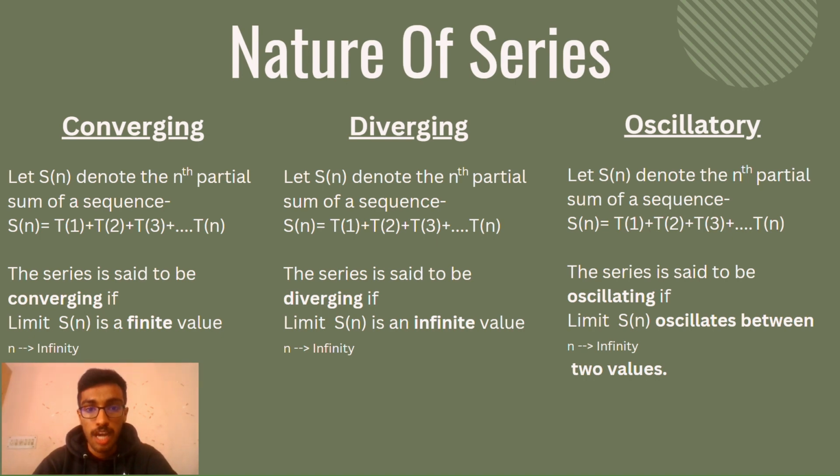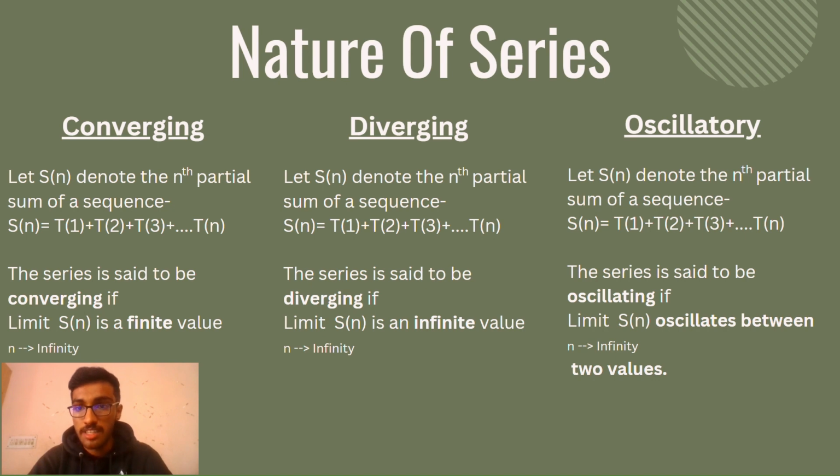So coming to diverging series. First we find the Sn, which is the nth partial sum, which is T1 plus T2 plus T3 so on till Tn, and we call this series diverging if we apply the limit of n tending to infinity to Sn and we get an infinite value, meaning Sn tends to either positive or negative infinity.